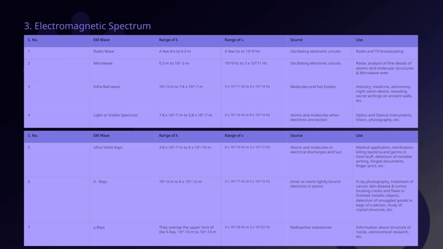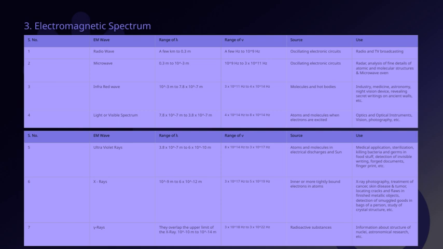Next, we have X-rays, which have even shorter wavelengths, from 10 to the minus 9 meters down to 6 times 10 to the minus 12 meters, and higher frequencies, reaching up to 5 times 10 to the 19 Hz. They originate from inner or tightly bound electrons and atoms. X-rays are widely used in medical imaging, such as X-ray photography, and in cancer treatments. They're also used to locate cracks in metals, detect smuggled goods, and analyze crystal structures.